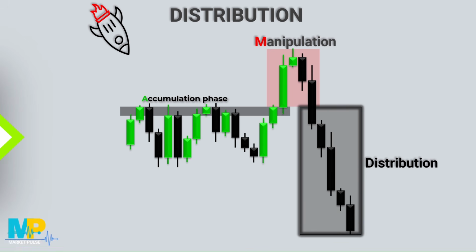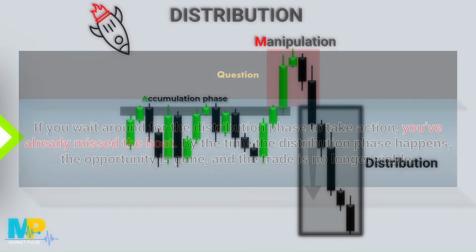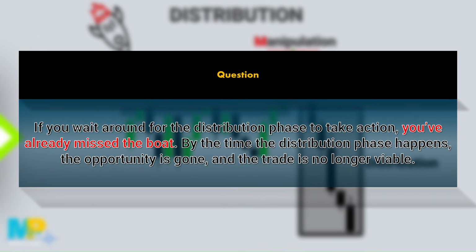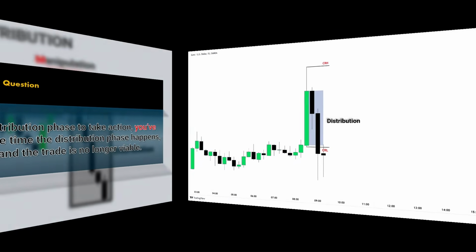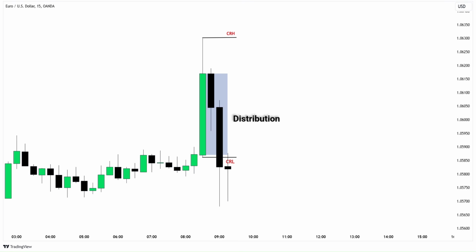Let's break it down. Imagine you've done your homework and successfully identified the accumulation and manipulation phases. Now, if you wait around for the distribution phase to take action, you've already missed the boat. By the time the distribution phase happens, the opportunity is gone and the trade is no longer viable. This is a clear example of how the candle range theory can present a valuable trade opportunity.